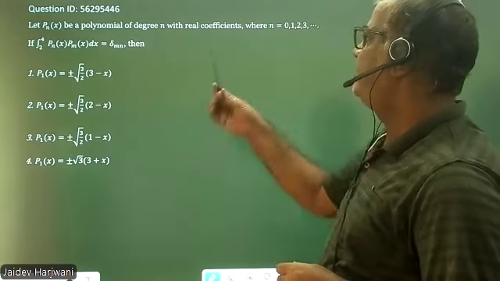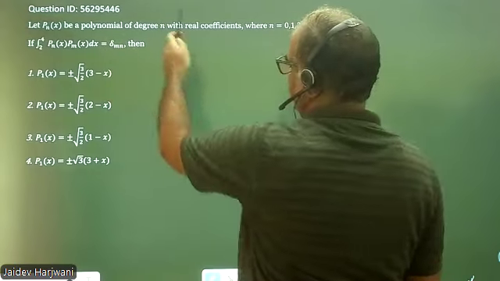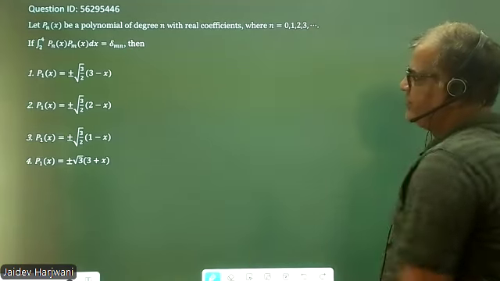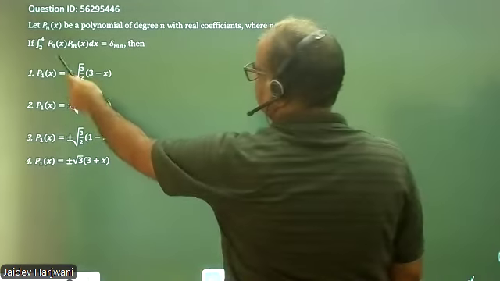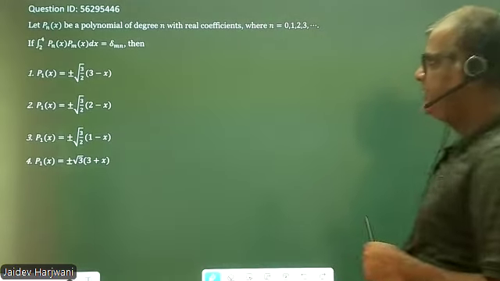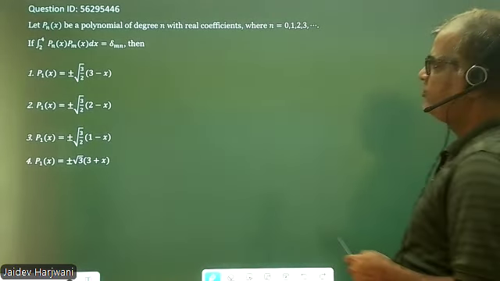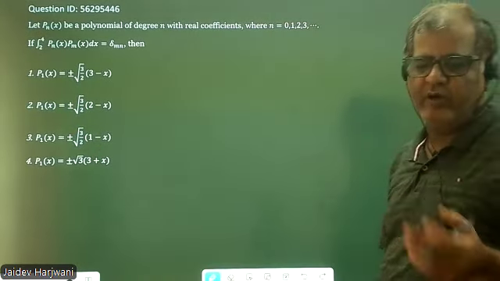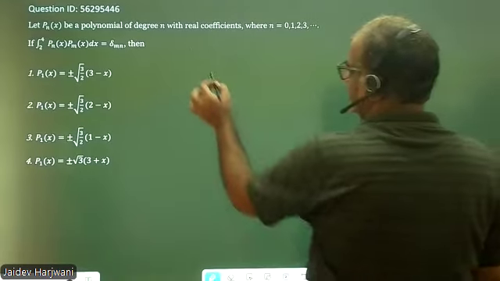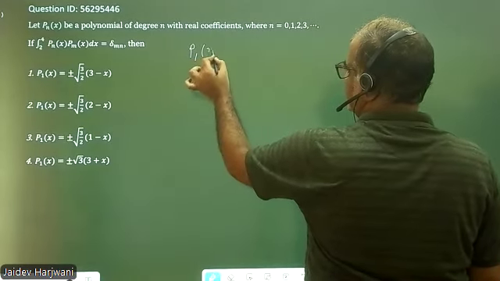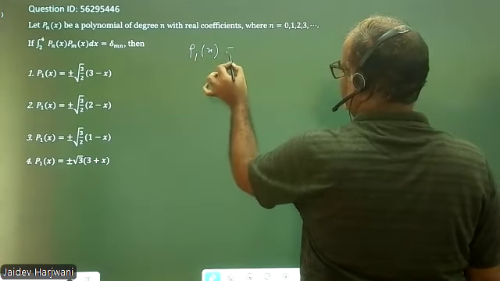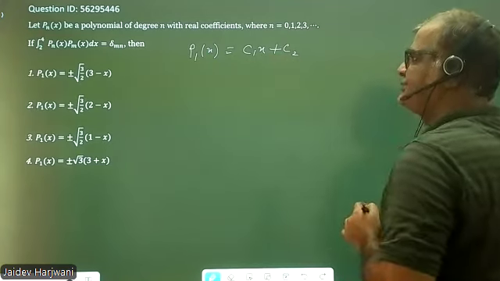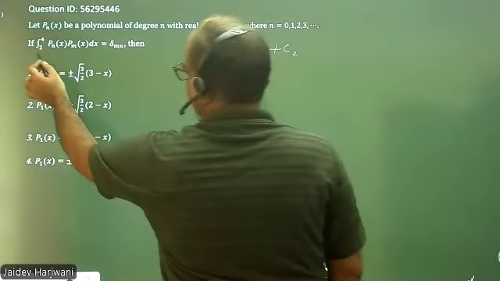So here they say P_n(x) is a polynomial of degree n with real coefficients, where n goes from 0, 1 to 3, and you have been given this orthonormality relation, and then we need to get the expression for P1, which is the polynomial of degree 1. So let us say P1(x), the polynomial of degree 1, is equal to C1x + C2, and now I need to use this relation.